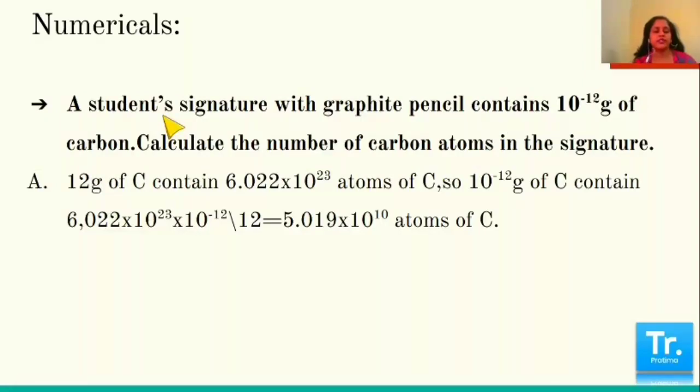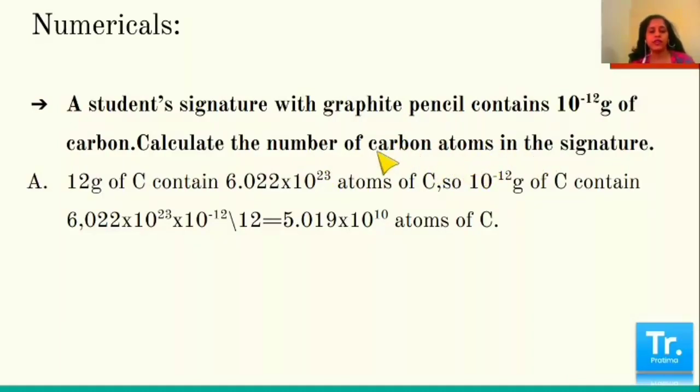Okay, so this is a very nice question. A student's signature with graphite pencil contains 10 to the power minus 12 gram of carbon. Actually a child signs, and in his signature the amount of carbon used is 10 to the power of minus 12 gram. So the question is asking, calculate the number of carbon atoms in the signature.